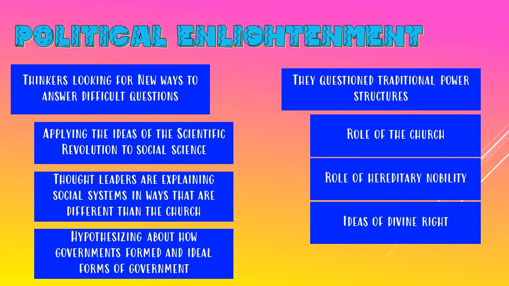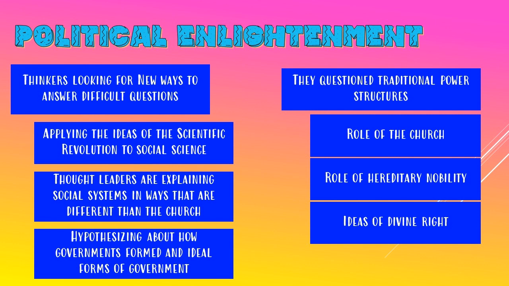One of the things we want to focus on is they were coming up with ideas about how governments were formed. If you think about all the governments that you studied in history, go back to the earliest ones, we're talking about Mesopotamia and Egypt. Both of those places already had complex governments. So these thinkers are trying to come up with theories about how the very first governments formed.